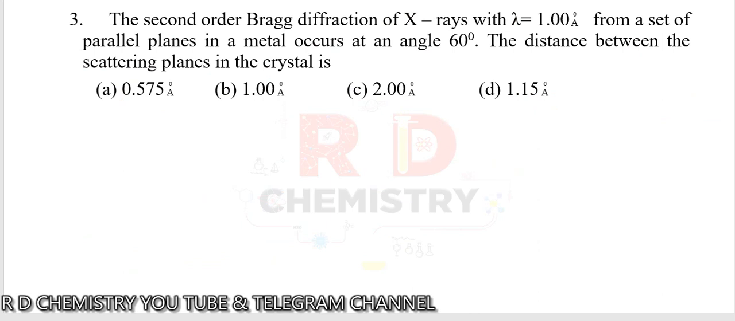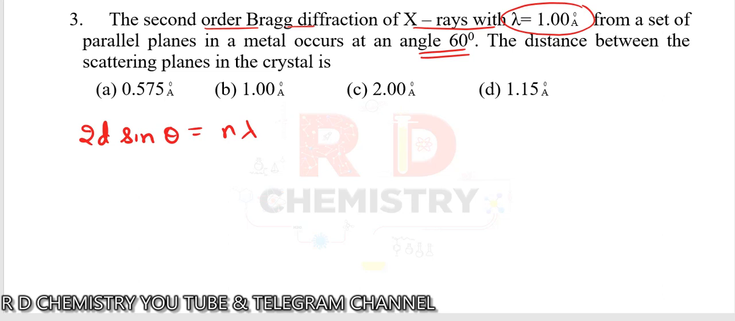Question number 3. Second order Bragg's diffraction of X-rays with lambda equal to 1 angstrom from a set of parallel lines in a metal occurs at an angle of 60 degrees. Find the distance between the scattering planes in the crystal. Now, how to calculate the distance between the two planes in the lattice? For that, we have the formula 2d sine theta is equal to n lambda. We have to calculate the distance, which is equal to n lambda divided by 2 sine theta.